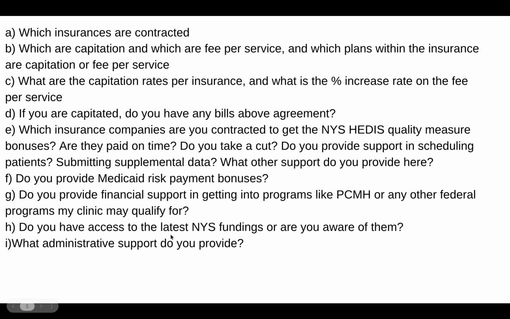Now, the other question is, do you have access to the latest New York State fundings, or are you aware of them? New York State is always coming up with creative ways to support their population and increase access to healthcare. So, knowing firsthand through your IPA and knowing fast, being one of the first clinics that knows the inside of what's going on in Albany with New York State, it is vital for you to have access to that funding and to participate in all of those initiatives that New York State and the cities are also coming up with. So you need to ask them if not only do they have access to those new contracts, but also if they're even aware of these new initiatives, anything that is new coming up from New York State.